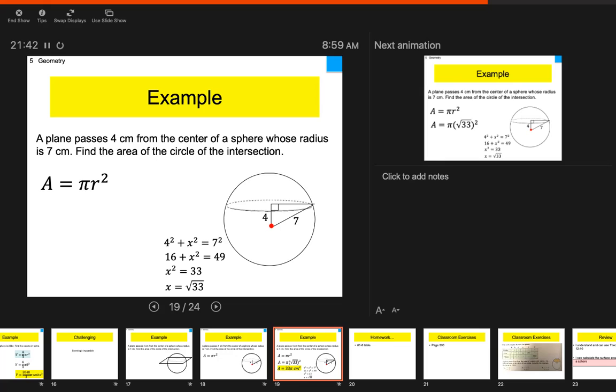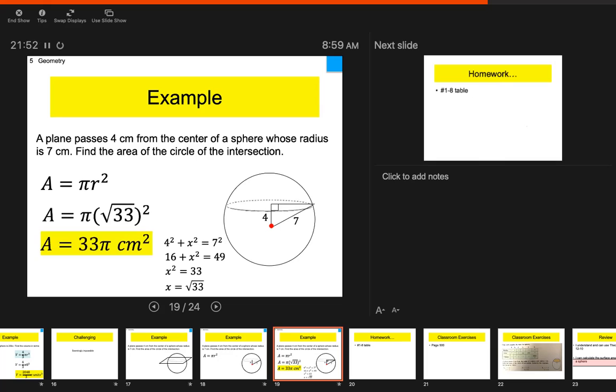So the area of that circle is pi r squared, and the radius of that circle was root 33. Plug in root 33. Squaring gets rid of square roots, so this one was not hard at all. But boy, was it complicated to get to that answer.